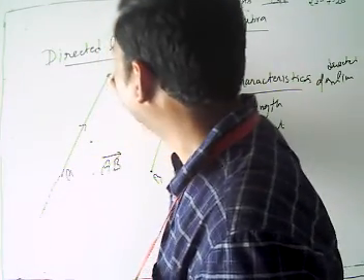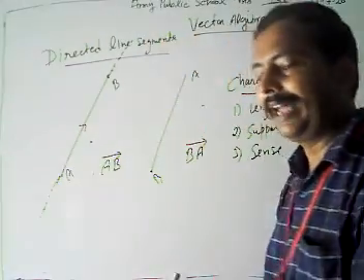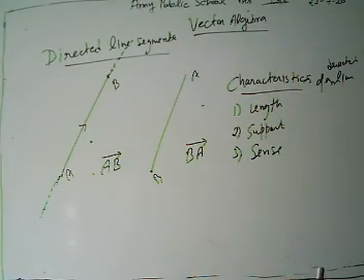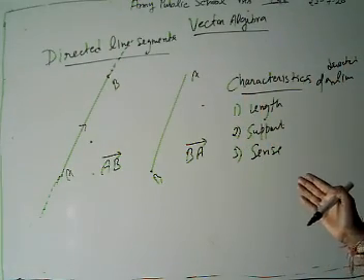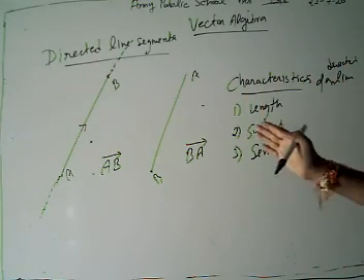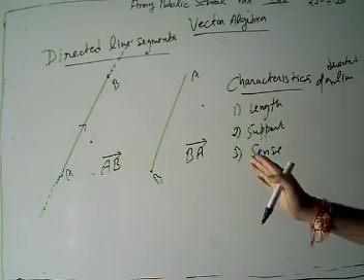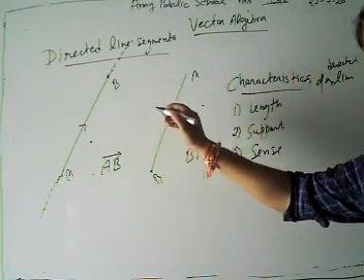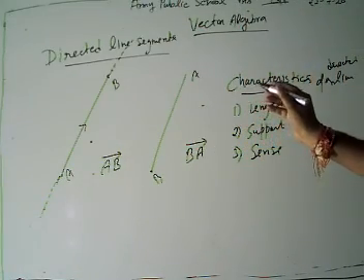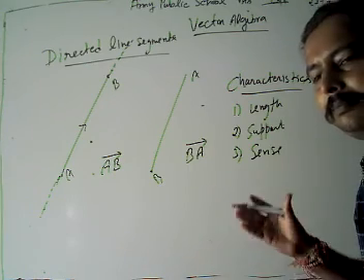We can extend our line segment indefinitely on both sides. Then what is our support? The support of a directed line segment AB is the line L, the whole line of indefinite length, of which our directed line segment AB is a part.